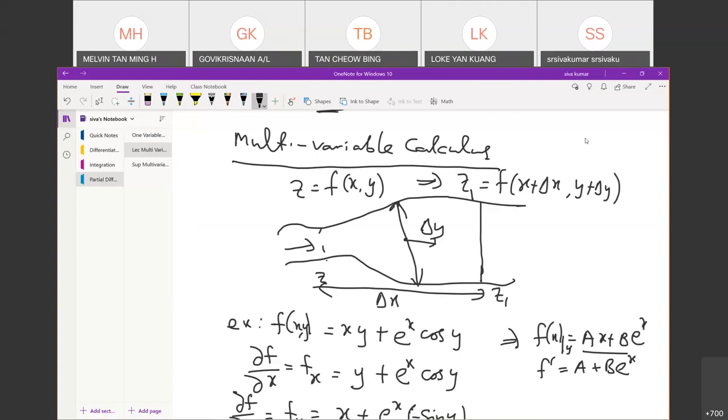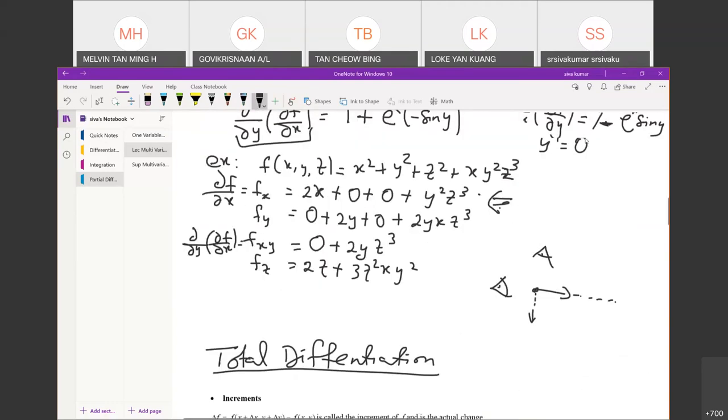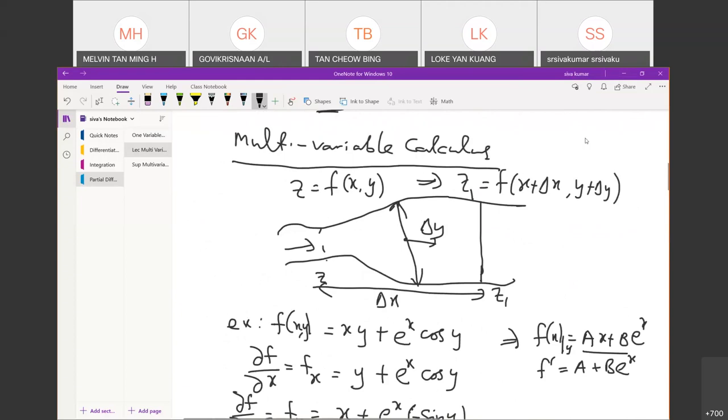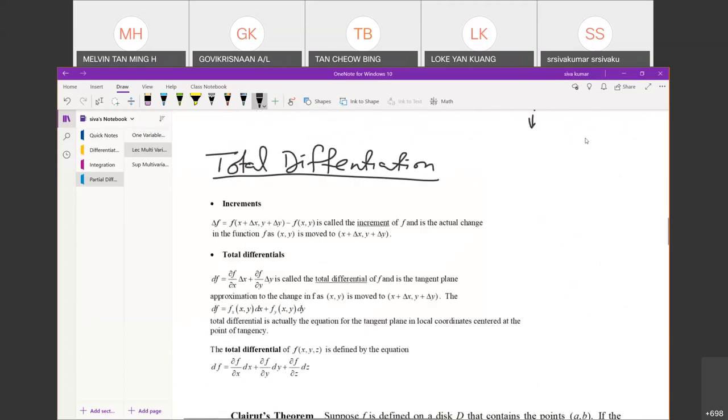Please come back to this increment. There are small increments you are making. Therefore, the difference between this increment can be defined as this, delta F. Remember, when we make a difference, there is a small change between these two. We can look at the total increment of this. Total increment here. We call it del F, the increment. It's called the increment of an actual change in the function. It's moved to this.